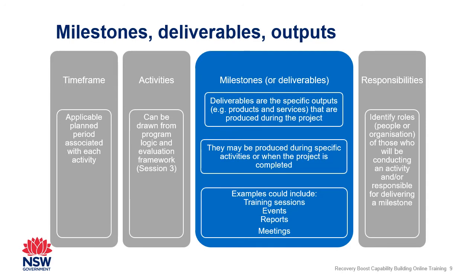Milestones and deliverables should align with the outputs identified in the program logic, but you may want to add more detail when you create your project plan. They may be produced during specific activities or when the project is completed. There should be a clear line between the activities you'll be undertaking and the milestones and deliverables that will be achieved. Examples could include training sessions, events, reports, and meetings. These would depend on the specific focus of your project.